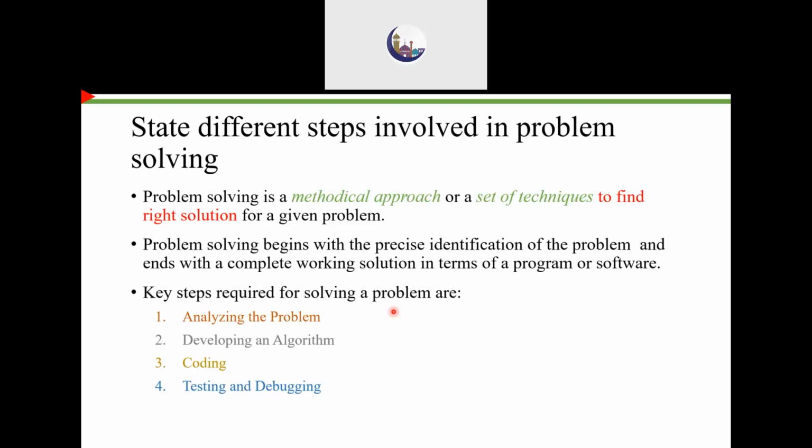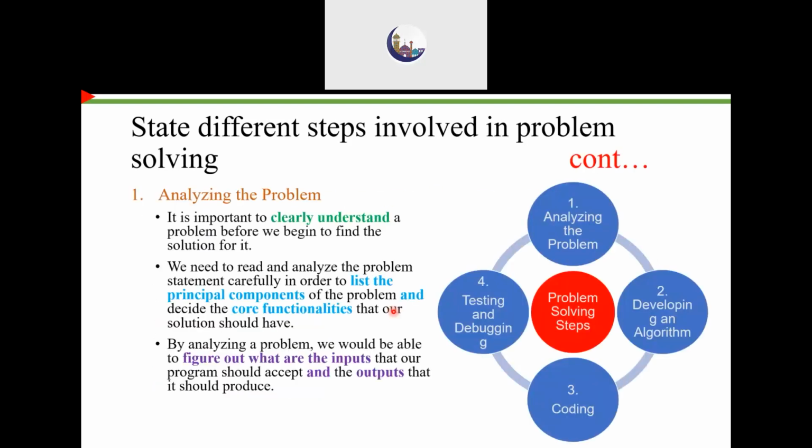Third one is we need to convert that algorithm into the computer understandable language, which is nothing but coding. So we will use certain programming languages to write the code. Next, once the code is available, we will try to test it out on a computer and we will try to debug if there are any errors. Debugging is nothing but removal of errors. So with that preliminary knowledge, let us move ahead.